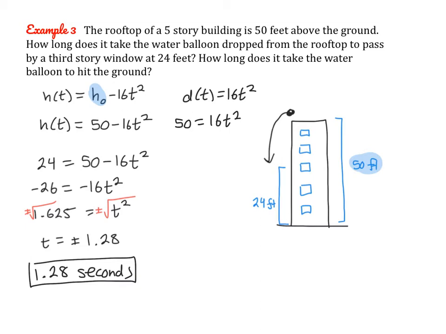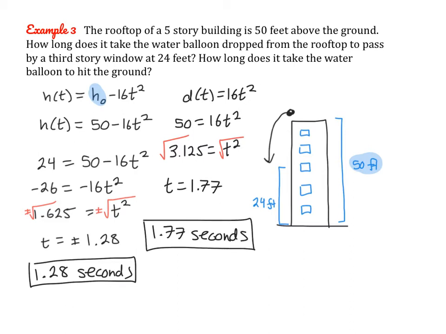So let's divide both sides by 16. We get 3.125 equals t squared. And then we're going to take the plus or minus square root of each side, although we know that we're actually only going to use the positive version. And then we can plug this in to get a decimal approximation, and we get t equals 1.77. So it takes 1.77 seconds for the water balloon to drop all the way to the ground.